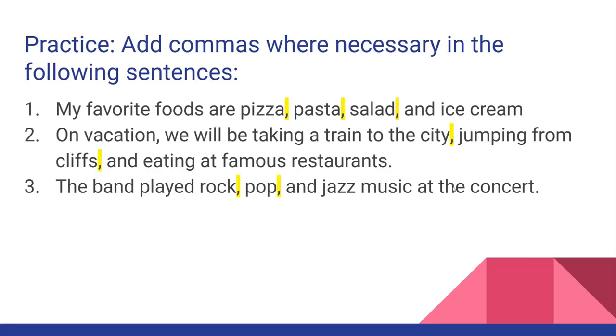Number 3, the band played rock, comma, pop, comma, and jazz music at the concert. Again, that's like what we did with number 1. We are separating the items in this list with a comma. And the last item in the list is jazz, and it's preceded by the conjunction and. Please, guys, double check your note-taking sheet. If you need to make any changes from the way that you added commas just a moment ago when you were practicing by yourself, please do that, but make sure that those 3 sentences have the commas in the correct places.